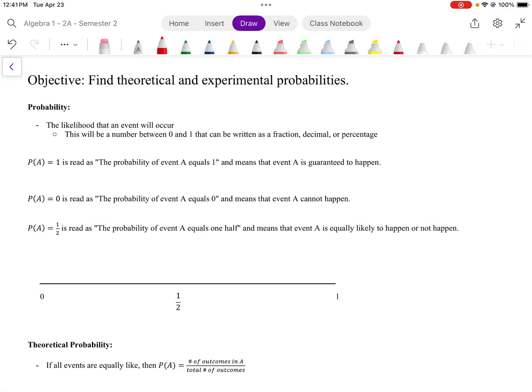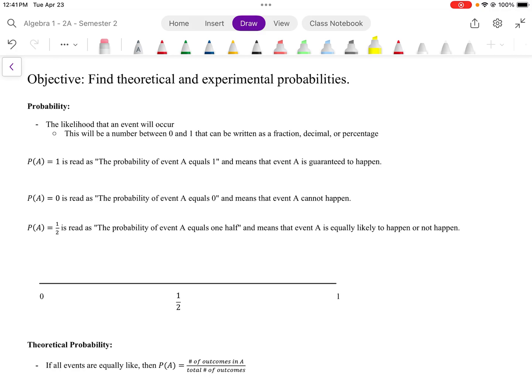All right, our next section is on theoretical and experimental probabilities. In order to talk about what the differences of those are, we have to know what probability is. Probability is the likelihood that an event will occur or happen, and we can represent it as a number between 0 and 1 that can be written as a fraction, decimal, or a percentage.